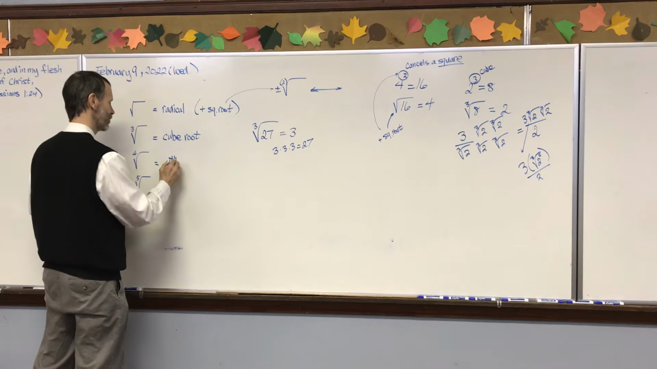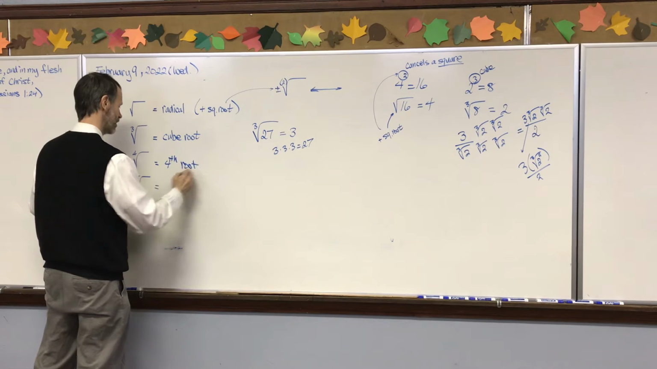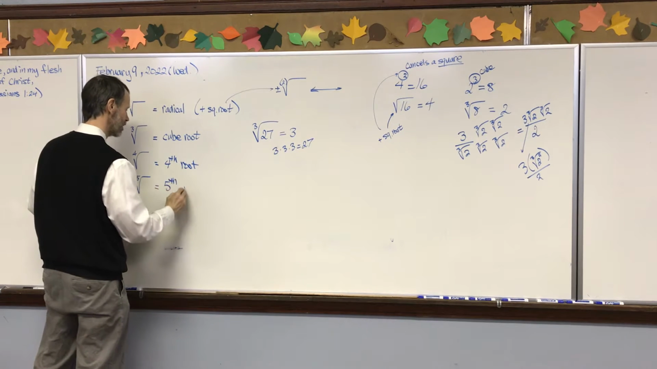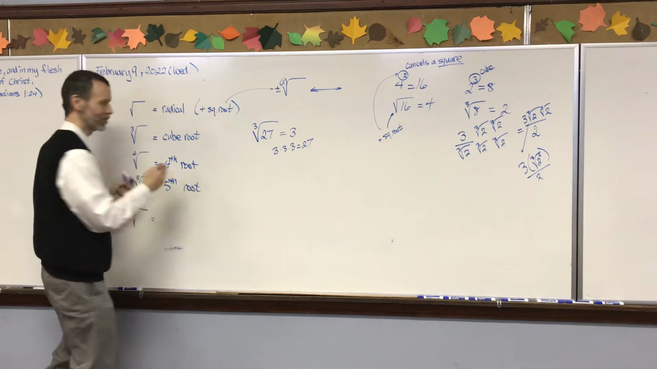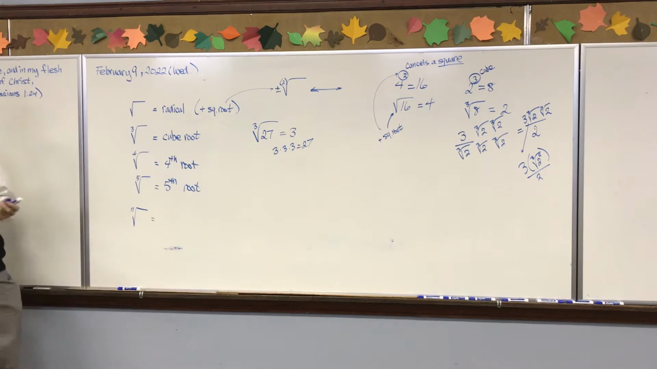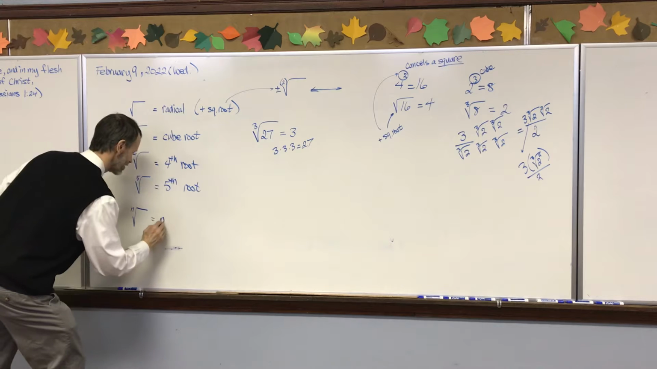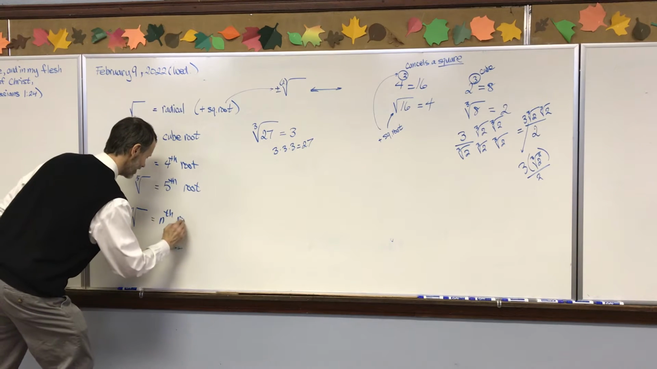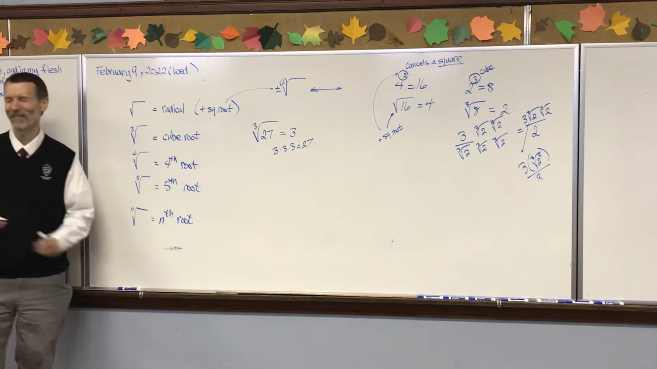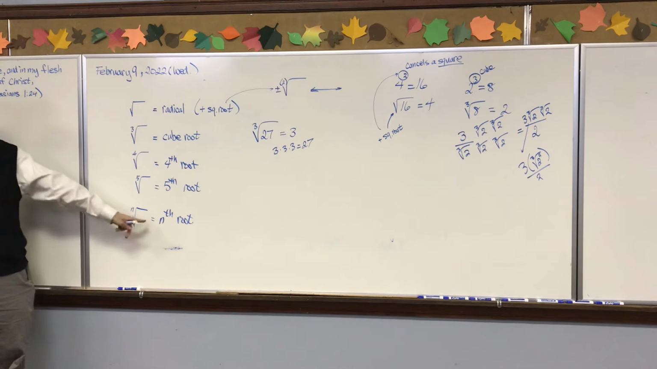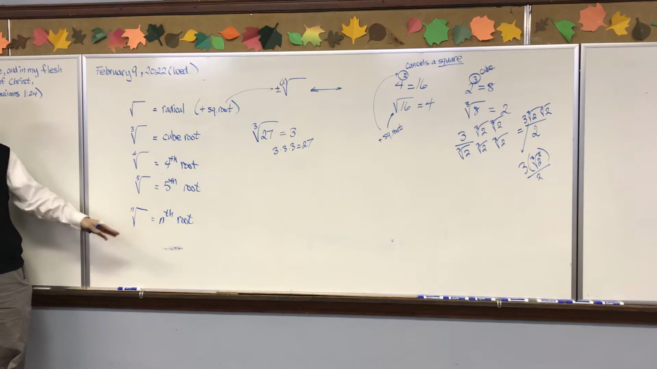This is called a 4th root, 5th root, and it goes 6th root, 7th root, 8th root, and so on. And then you call this an nth root. I'm not making this up. It's just whatever number, if this is like 58, it's the 58th root.